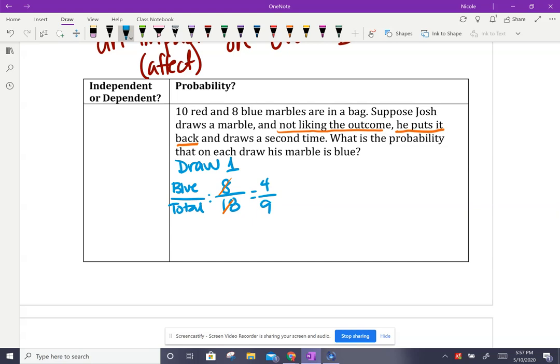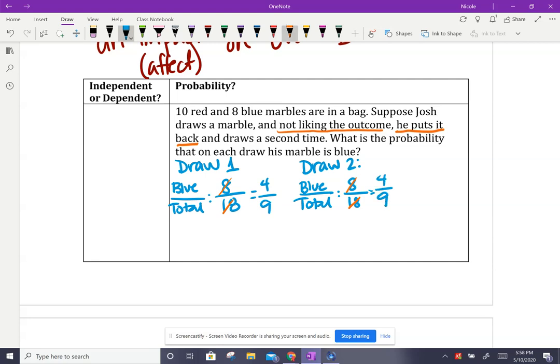Now, if he kept the marble out of the bag, that changes the total number of marbles in the bag. Our number of marbles in the bag would turn into 17 because he kept a marble. But since he put it back, for our draw 2, there is still a total of 18 marbles in the bag. And if he picks another blue one, it's still 8 out of 18 because he did not keep that blue marble, he put it back in the bag. And so our probability ends up being the exact same for both events, 4/9.